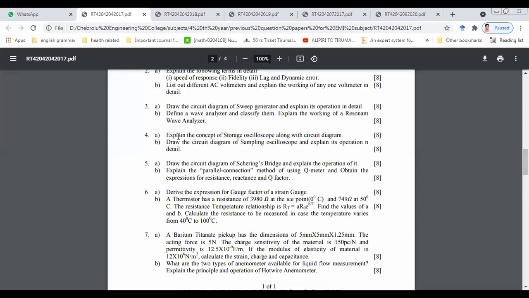And explain the concept of storage oscilloscope along with the circuit diagram. This is also very important, the storage oscilloscope, and also the sampling oscilloscope. So storage and sampling oscilloscope, these are 8 marks compulsory questions. We can expect any one.